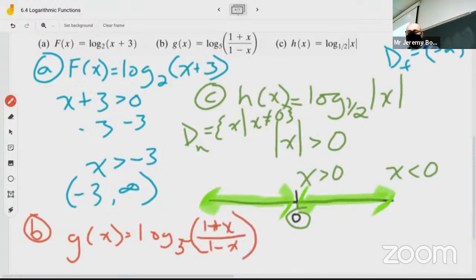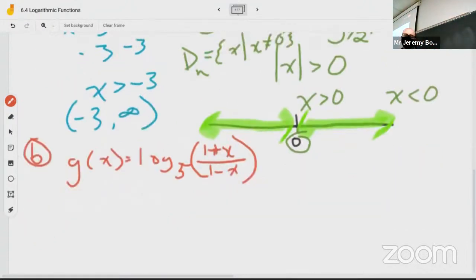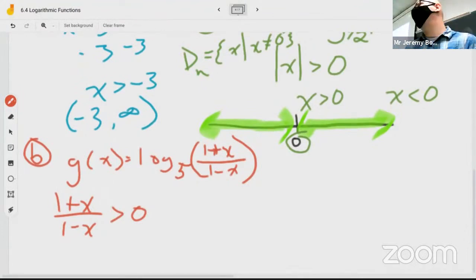All right, so we have g of x is equal to log base 5 of (1 plus x) over (1 minus x). And we want that to be greater than 0. So we want (1 plus x) over (1 minus x) to be greater than 0. What will make that greater than 0? If you have a fraction, what will make it positive?